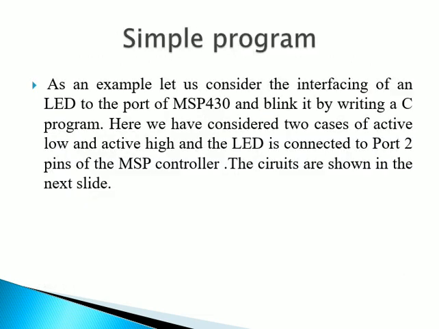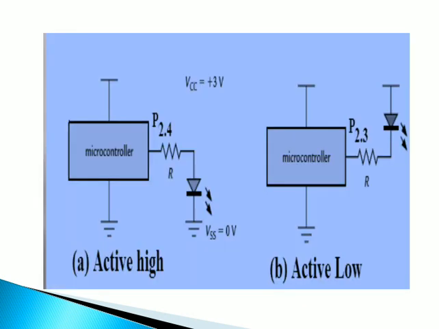Fine. Next, there is a simple program shown for you. Here you have to consider interfacing of an LED to your MSP430 and blink it by writing a C program. So here we can have two cases: one is active low and the other is active high. The LED is connected to port 2 pins of your MSP. The circuits are shown here.